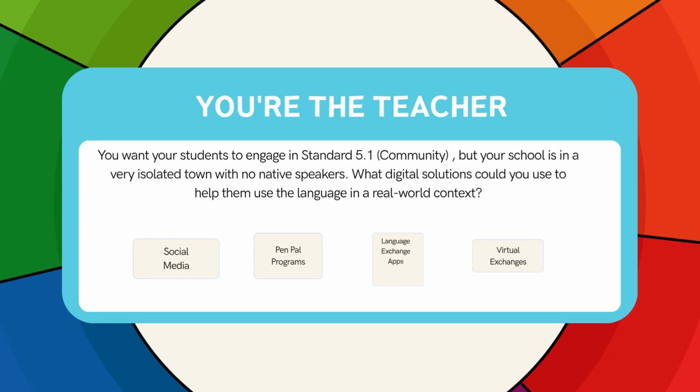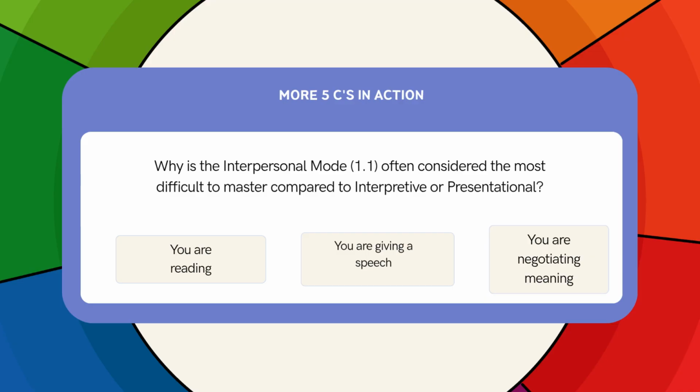Language exchange apps: text with real people learning English who want to learn your students' language in return. The world is smaller than ever. Let's use the tech.